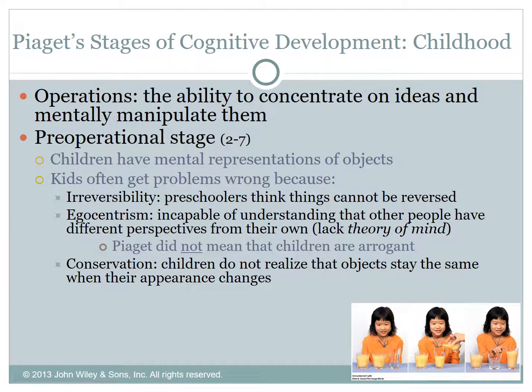As we grow and our cognitive abilities develop, we begin to be able to work with operations. An operation is the ability to concentrate and manipulate ideas within the mind. The pre-operational stage, that is the stage in which we are beginning to learn how to manipulate objects in our mind, is between about the ages of 2 and 7. But remember that just because a child turns 2 years old doesn't mean that they're suddenly in the pre-operational stage. Rather, we grow and develop smoothly from this sensory motor period into the pre-operational stage.